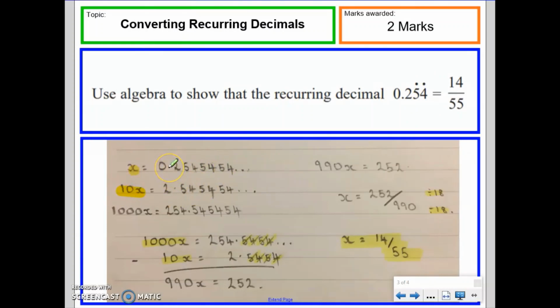So essentially I'm moving the decimal point from here to here. What I'm aiming for is to get the tail of these decimals that are on top of each other to be the same. And you can see at this point they are not the same, which is why I have a think about 100x and then also 1000x. When I look at 1000x, I'm left with 254.545454.